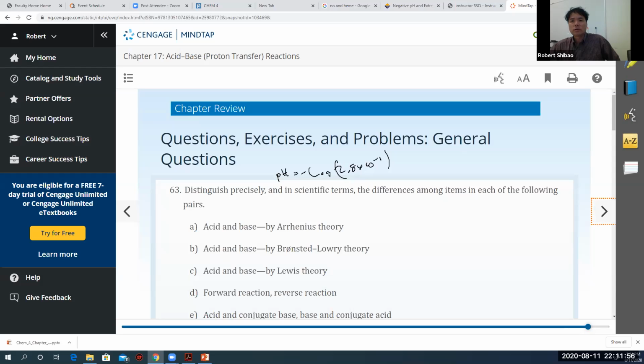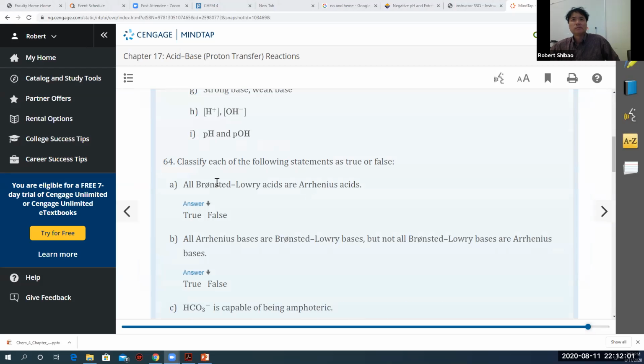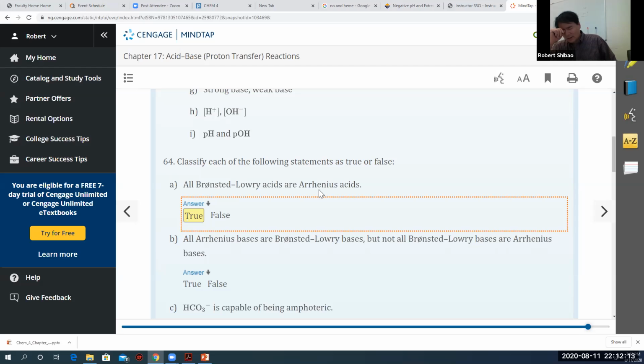Okay, let's look at the general questions here. True or false? All Bronsted acids are Arrhenius acids. That's false. Arrhenius is a little bit more strict in that we have H plus and OH minus in solution. But it's aqueous, and Bronsted Lowry acids don't have to be aqueous. And so this is why I disagree with this one here.